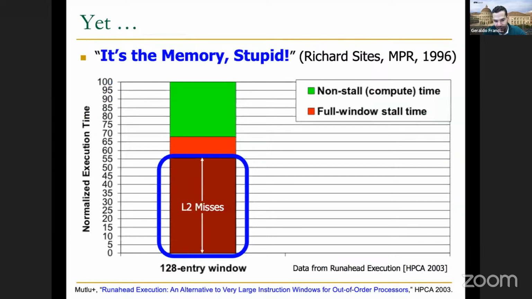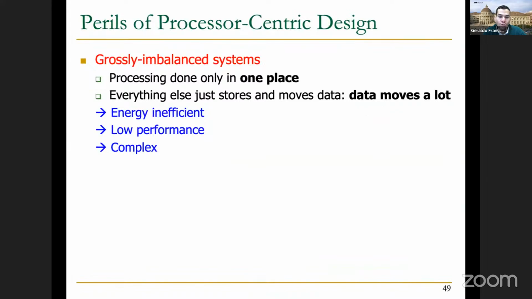Yet, as I mentioned, data movement becomes a main bottleneck in the system. So if we keep designing von Neumann architectures, we are always going to end up with a system that is mostly imbalanced, because computation is done only in a single place, only in your CPU, and everything else just stores or moves data. Either you are storing data or you are using interconnects to connect the cores to the memory device so you can move data. This means that you create an energy inefficient system, a low performance system, and a quite complex system if your key application is memory bottlenecked.